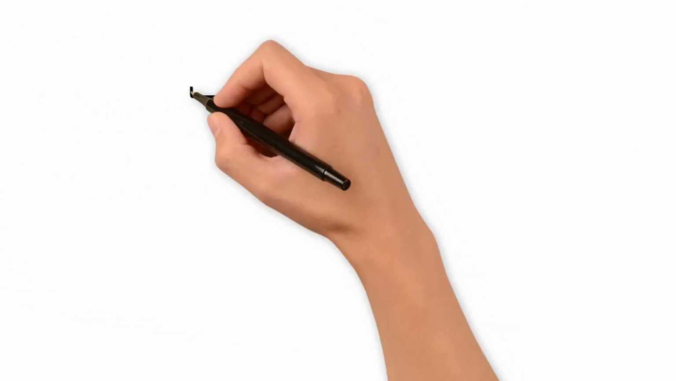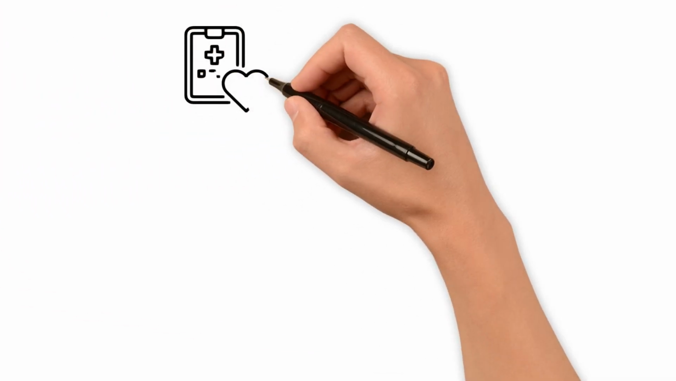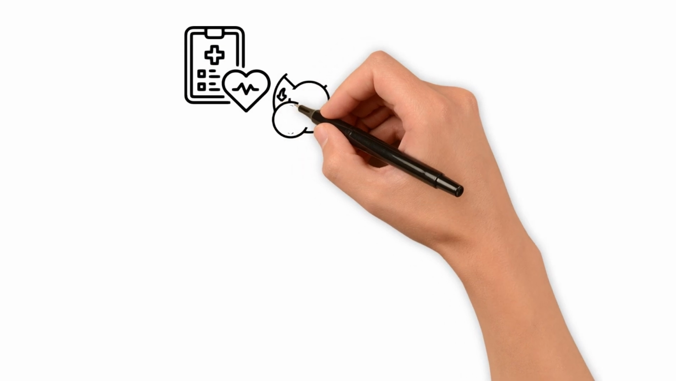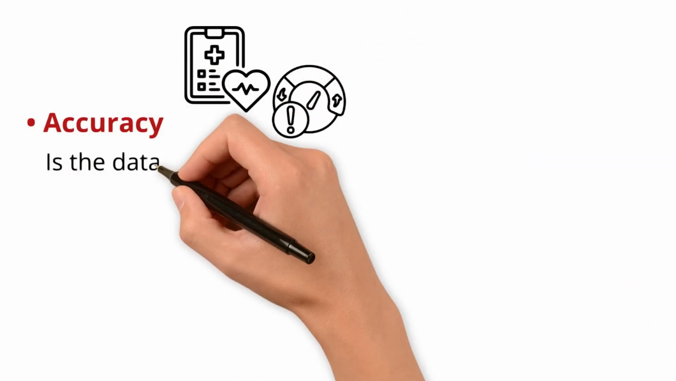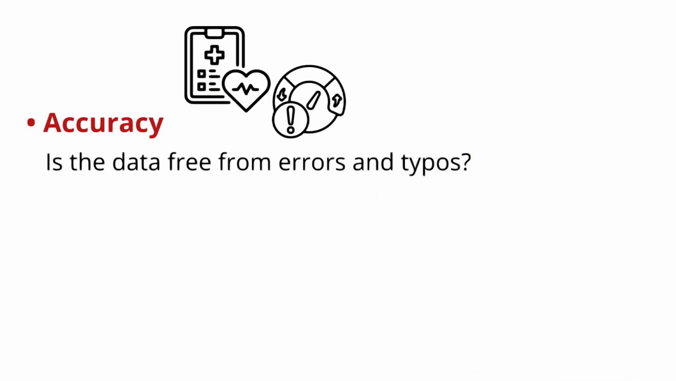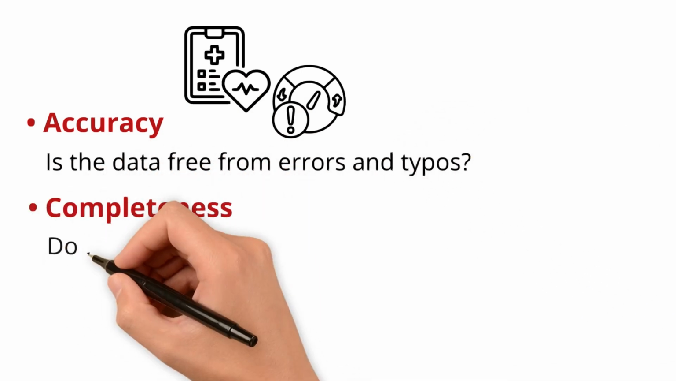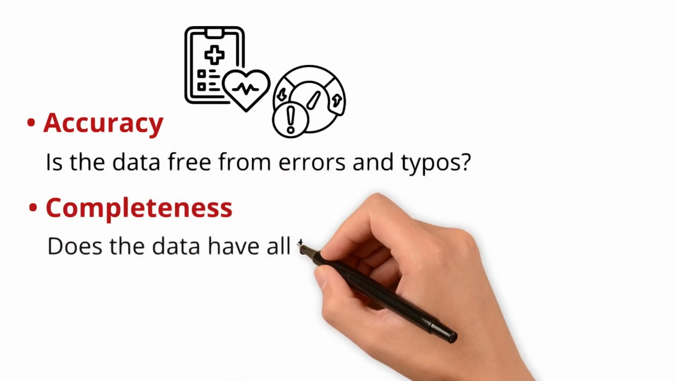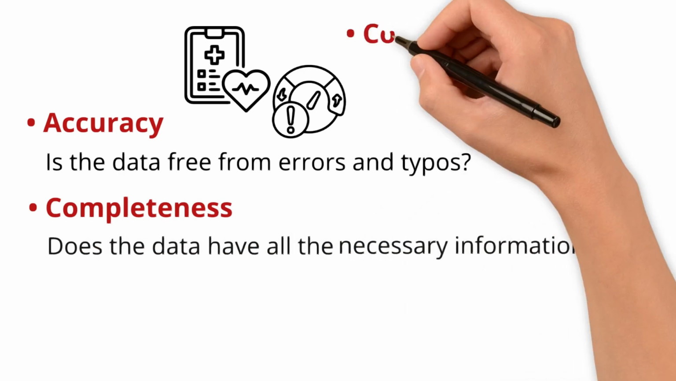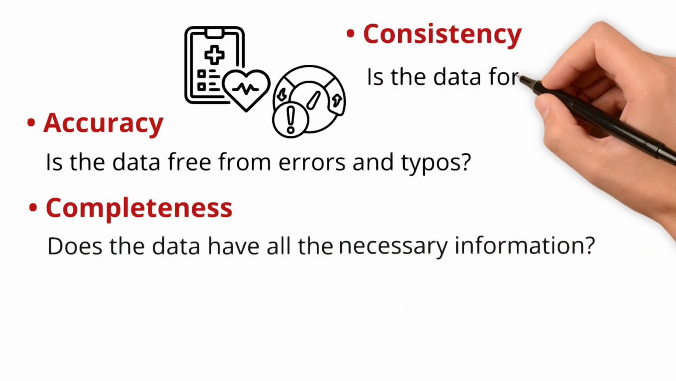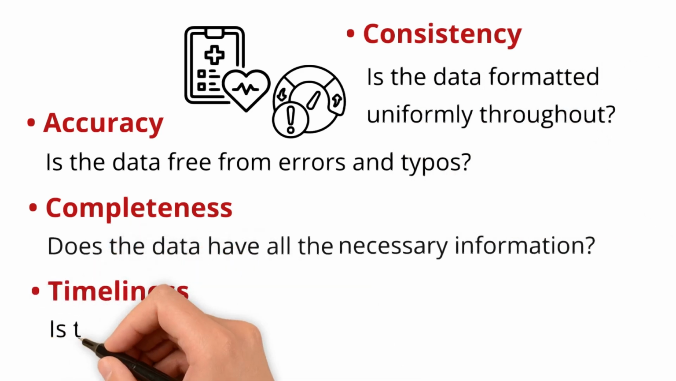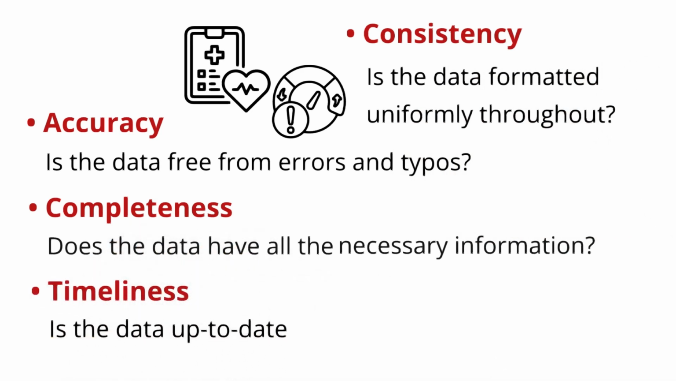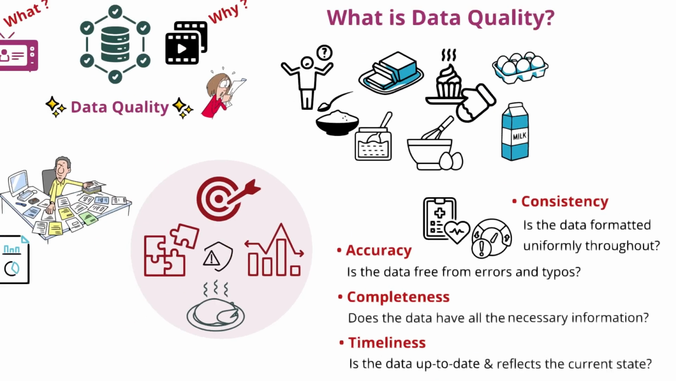Data quality refers to the overall health of your data. It encompasses factors like accuracy. Is the data free from errors and typos? Completeness. Does the data have all the necessary information? Consistency. Is the data formatted uniformly throughout? Timeliness. Is the data up to date and reflects the current state?